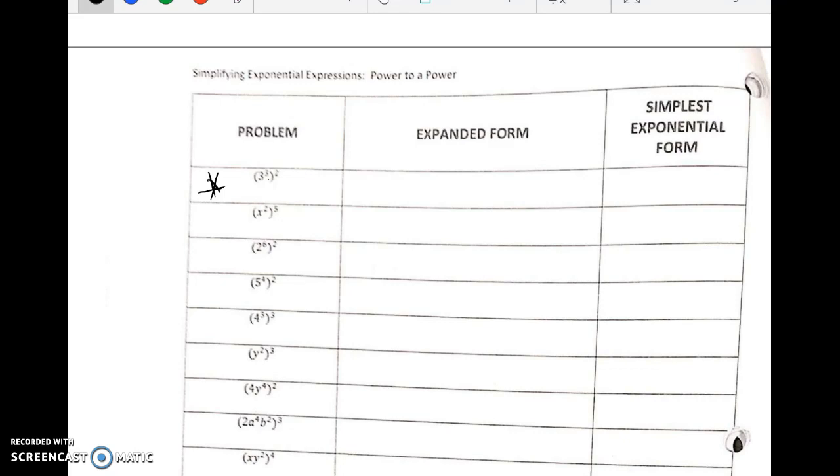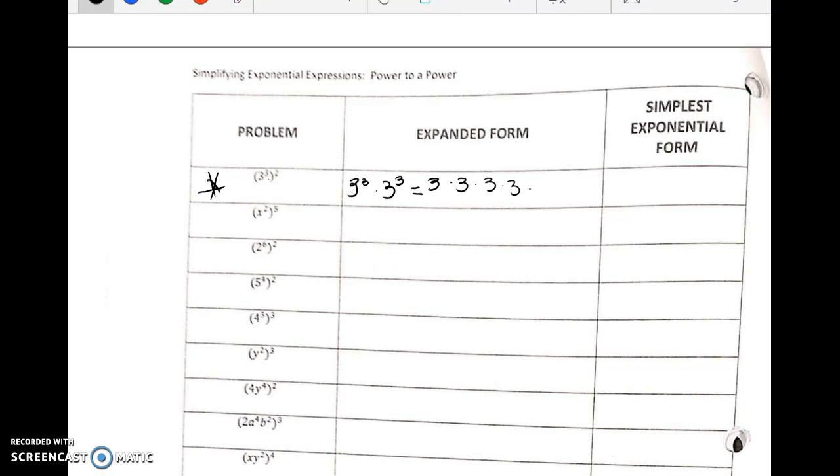I see that I have 3 to the third inside of my parentheses raised to the second power. When I'm writing that expanded form, I know that means I really have 3 to the third times 3 to the third. I have 2 of those because my exponent on the outside was 2. However, that's not all the way expanded. I need to expand the first term of 3 to the third and the second term of 3 to the third. What that really means is 3 to the third is 3 times 3 times 3. I'm taking that base of 3 and multiplying it to itself 3 times. So that's my expanded first term.